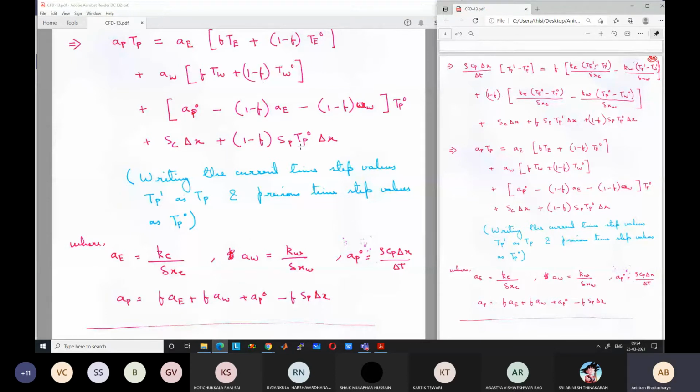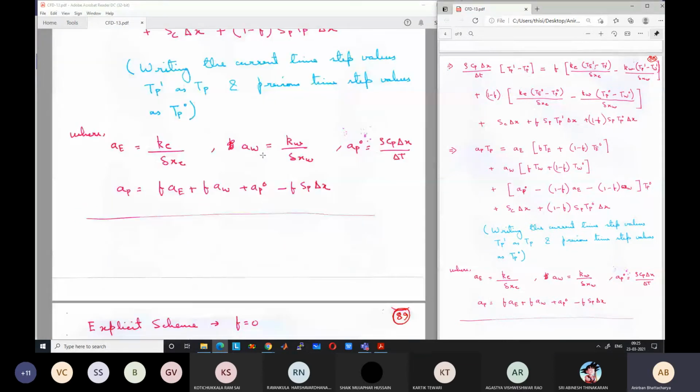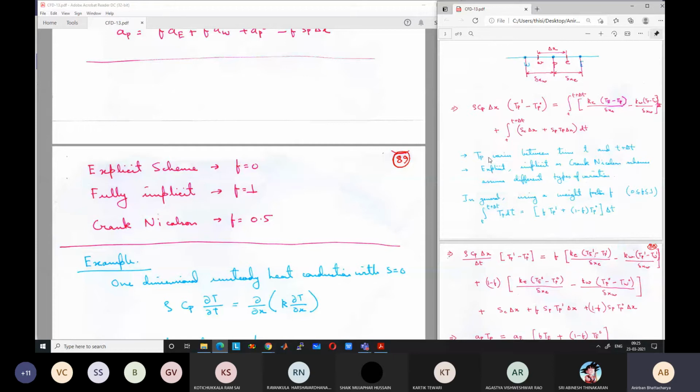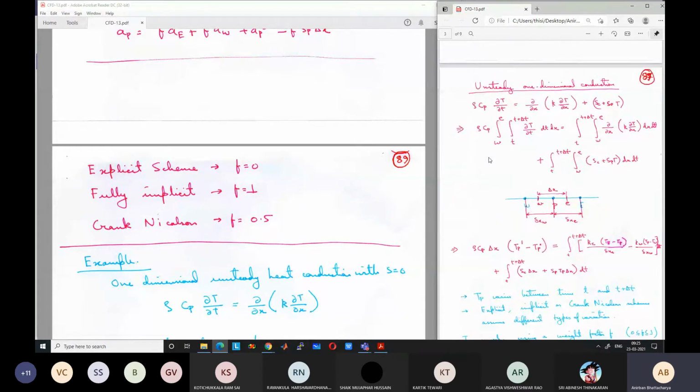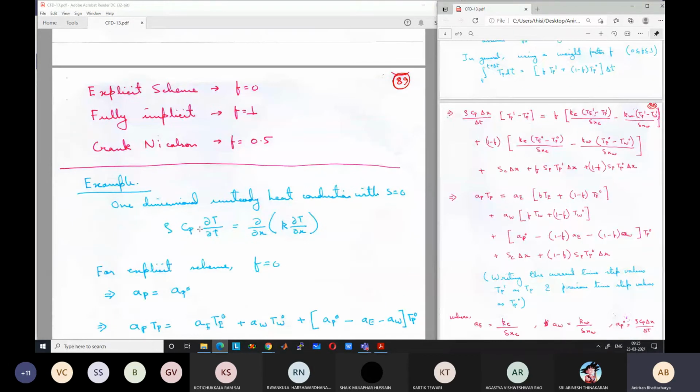If you use the explicit scheme, then you have to put F equal to 0, and you can try that as a practice problem. Then you will not have any set of equations. Directly you can solve the right hand side, because all the values on the right hand side will be known and only one unknown will be there corresponding to TP1. Everything else will be known and directly it can be solved. Fully implicit is F equal to 1 and Crank-Nicolson is F equal to 0.5, as we have already discussed. Okay.